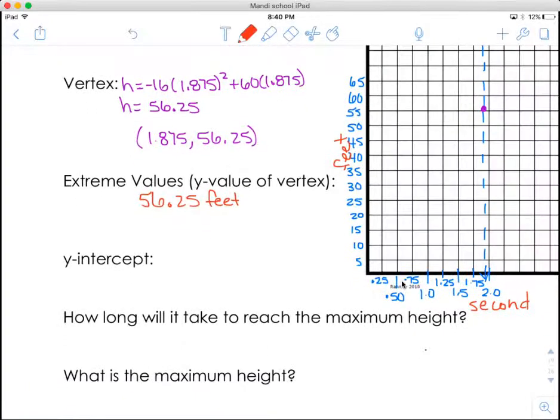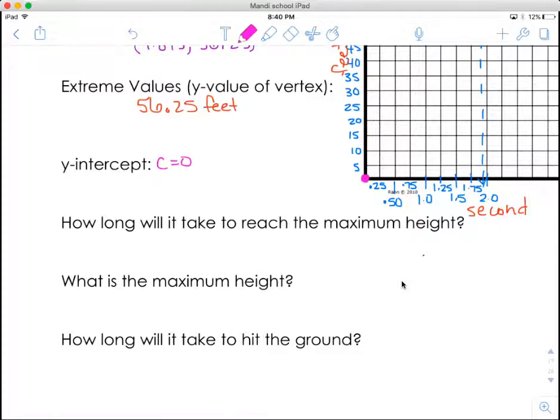The y-intercept, we know that the y-intercept is the c, and in this case the c is 0. So we're going to put a dot right there for the y-intercept. That makes sense. We said that the football was probably kicked from the ground. So our initial height, or our y-intercept, is going to be on the ground where the football was kicked. So now let's get to some of our questions. We've done most of our calculations. We may need to do a few more.